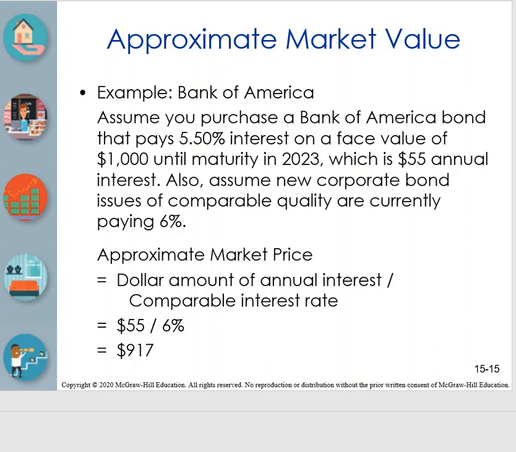So the approximate market price of your Bank of America bond simply is the dollar amount of annual interest, which we know is $55, or 5.5% of $1,000, divided by comparable interest rates on similar bonds. Here, you'll see now that your Bank of America bond that you purchased for $1,000 is now only worth $917. And the reason is because you could purchase today a similar bond and get a higher percent rate of interest, 6% versus 5.5%.